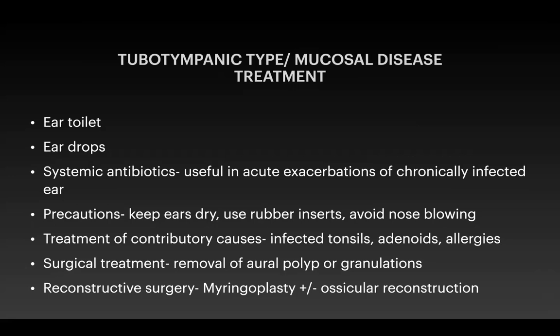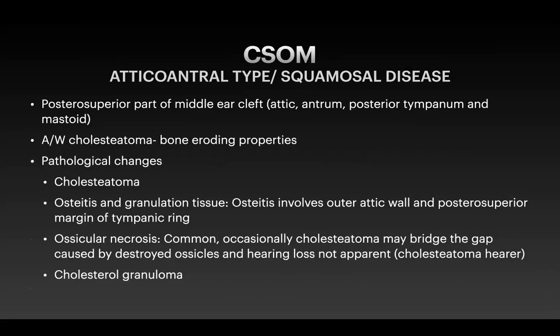without ossicular reconstruction. The atticoantral type or squamosal disease alternately is located at the posterior superior part of the middle ear cleft, specifically the attic, antrum, posterior tympanum, and mastoid, and is associated with cholesteatoma, which has bone eroding properties. Pathological changes include osteitis, granulation tissue involving the outer attic wall and posterior superior margin of the tympanic ring. Ossicular necrosis is common. Occasionally, cholesteatoma may bridge the gap caused by destroyed ossicles, and hearing loss may not be apparent, also known as cholesteatoma hearer.